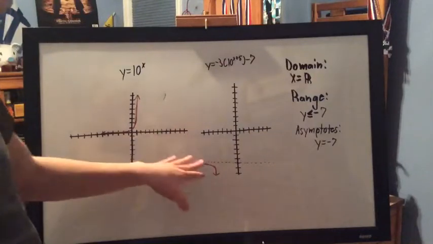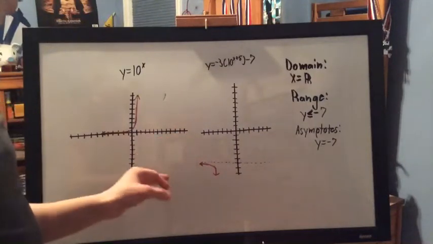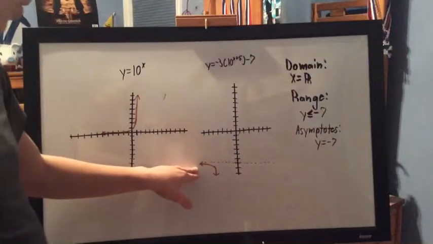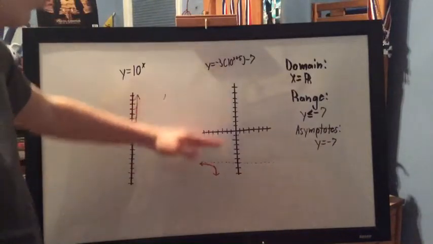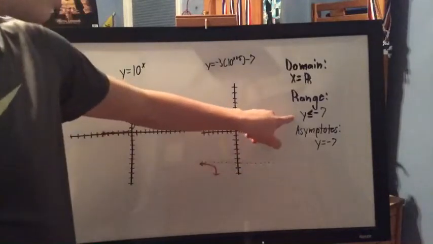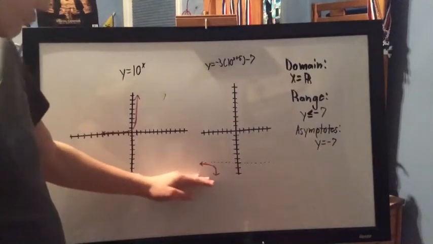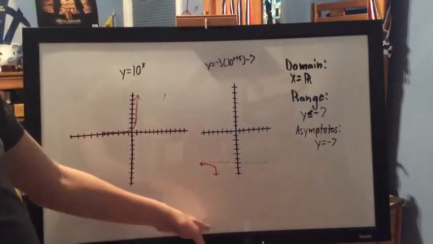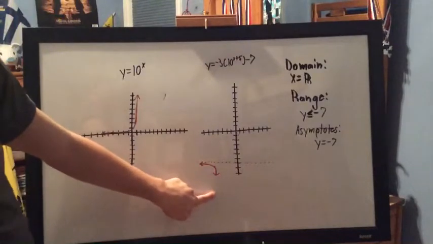The range is y is less than or equal to -7, and the reason why is because it doesn't quite get to -7, but it's really close. So it never goes above -7, but the reason why it's less than is because it's negative numbers, so it'll go downward, like this arrow is pointing.